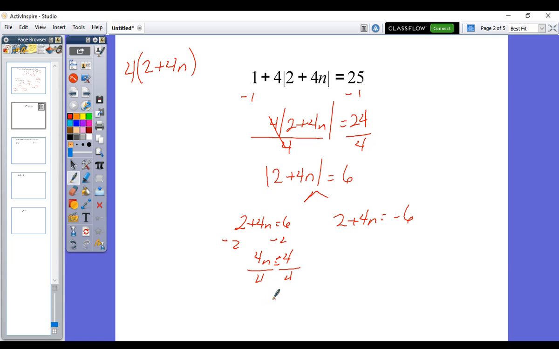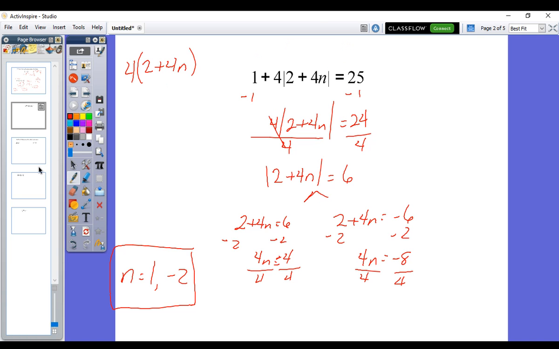Equals n, and right here, n equals 1. Let's see what else is good. Minus 2 minus 2, get 4n equals negative 8. Divide by 4. Negative 8 divided by 4 equals a negative 2. So these are your two possible answers for n. So that's equations with absolute value. So equation meaning equal signs.